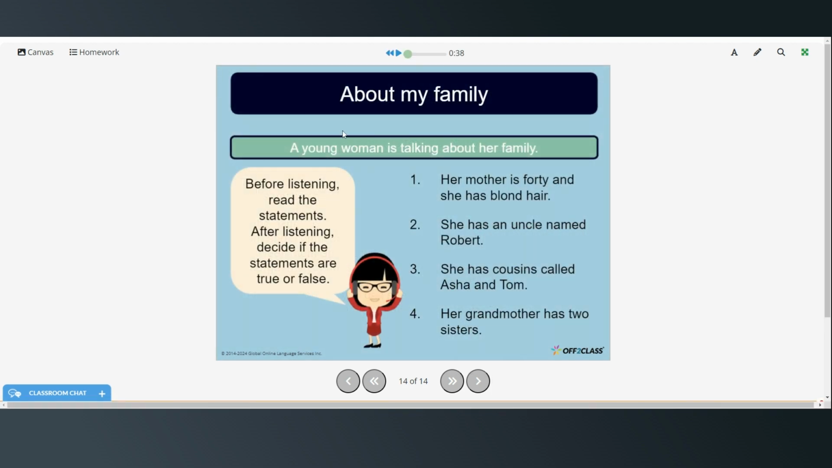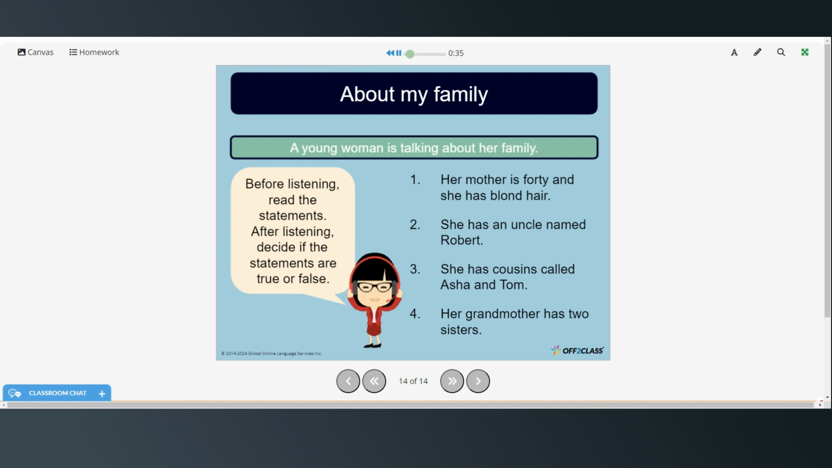Okay, so it says a young woman is talking about her family. So before listening, we're going to read the statements, and after listening, we'll decide whether these statements are true or false. So number one, her mother is 40 and she has blonde hair. She has an uncle named Robert. She has cousins called Asha and Tom, and her grandmother has 2 sisters. So let's listen.